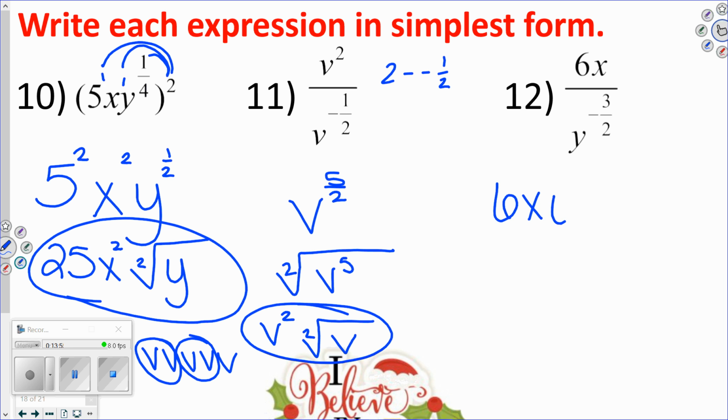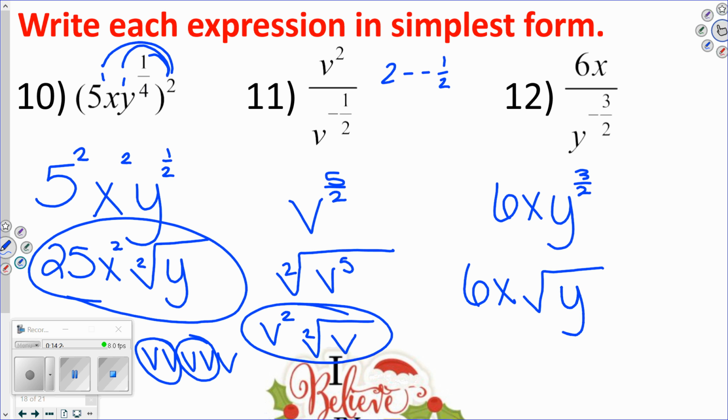So 6x. What happens to that exponent when I move it up? Just positive. That's all it does. Switches it to a positive. You can put it over 1 if you want. You don't have to. Just know that it's all on top. And then can I leave it like that? I have a fraction for an exponent, so you got to switch that. So what happens? Where's the 6 go? Outside. Where's the x go? Outside. Where's the y go?